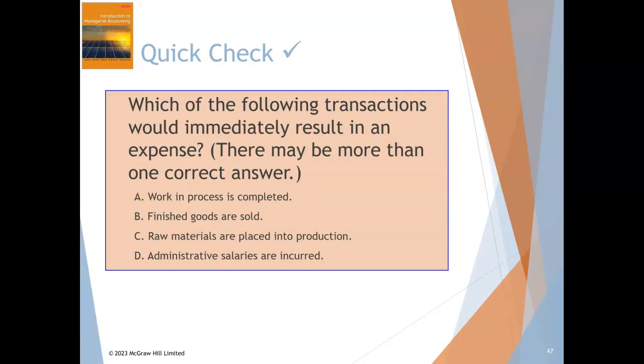Quick check. Which of the following transactions would immediately result in an expense? There may be more than one correct answer. A. Work in process is completed. B. Finished goods are sold. C. Raw materials are placed into production. D. Administrative salaries are incurred.